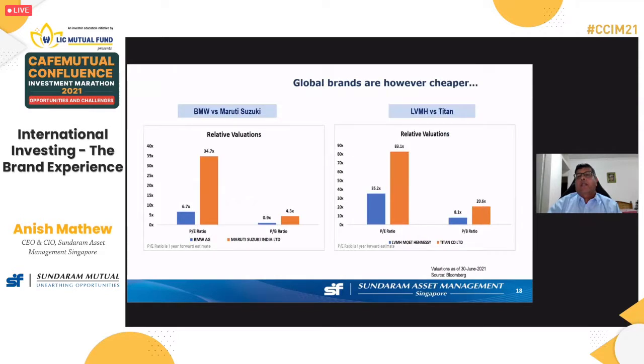The difference between the Indian brands and the global brands is the valuation. If you compare the P/E multiple of BMW to Maruti, BMW is trading at one-fifth the valuation of Maruti. Similarly, if you look at LVMH versus Titan, LVMH, the global luxury leader, is trading at half of Titan's valuation.